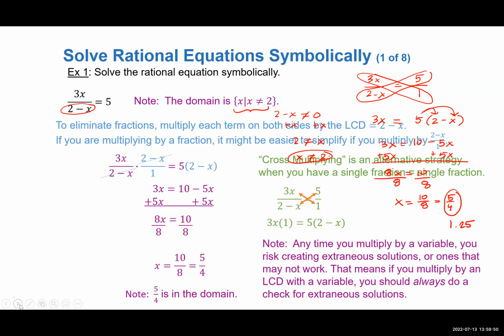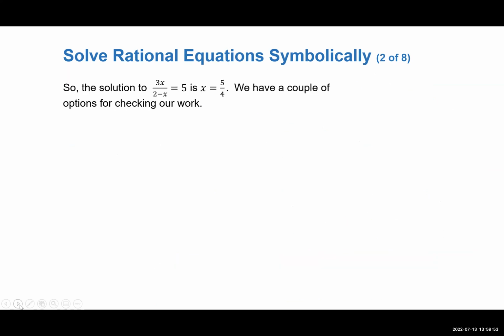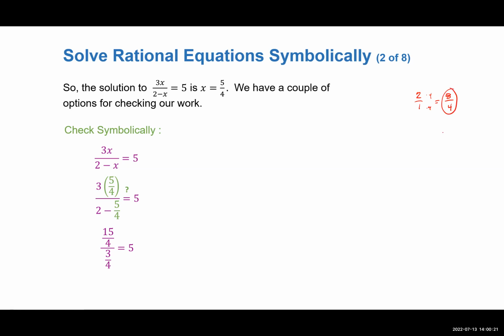So they're just showing us now this cross multiply method. So the solution, we say, is 5 over 4. So we need to check our work. And the way you check it is you just substitute that value in for x and say, does this really equal 5? And so when we multiply 3 times 5 over 4, we get 15 over 4. And 2 minus 5 over 4 is 3 over 4. Remember that 2 can be rewritten as 2 over 1. And when you multiply by 4 on both the top and bottom, we get 8 over 4, which is the same thing as 2. So 8 over 4 minus 5 over 4. That's how they got the 3 over 4.